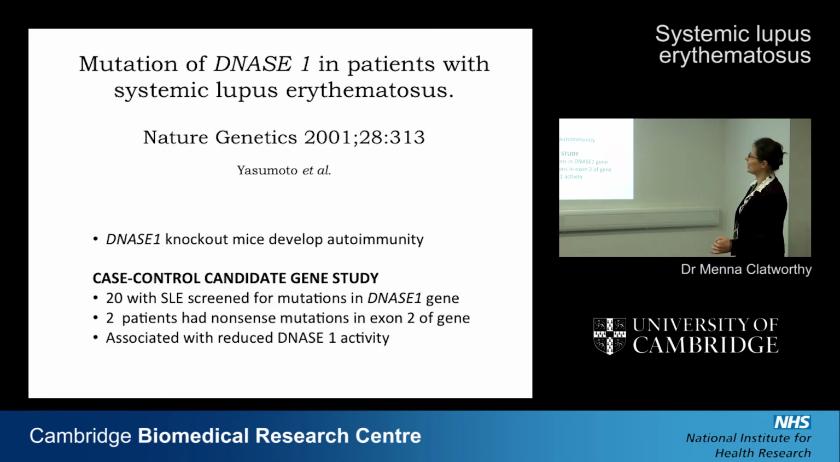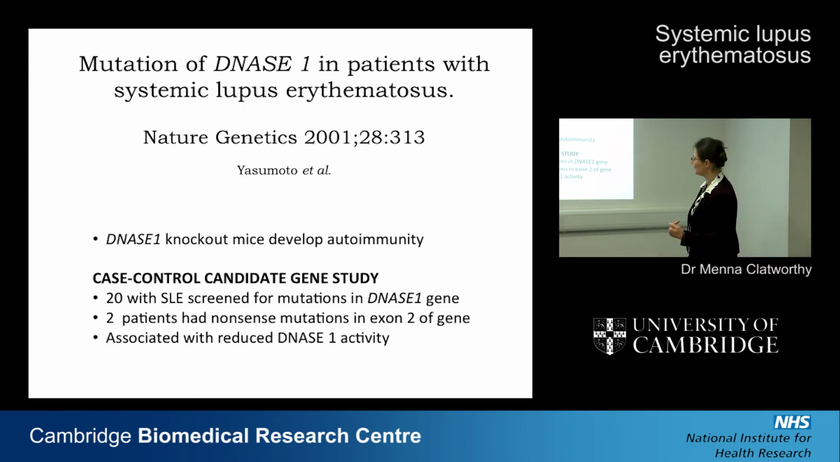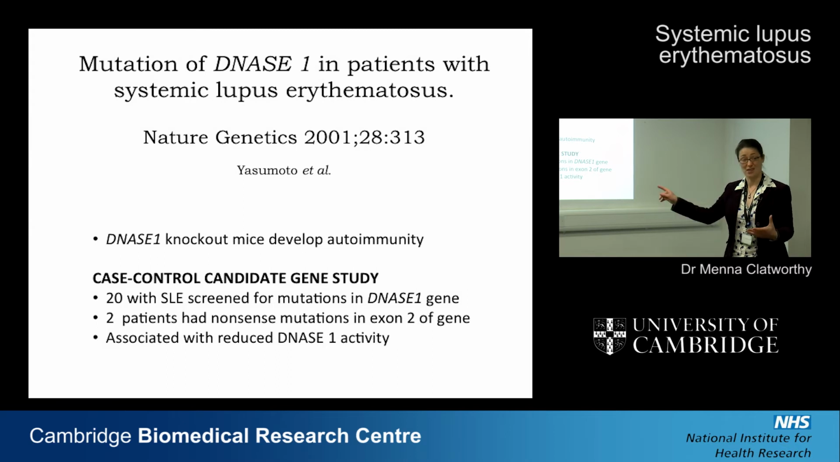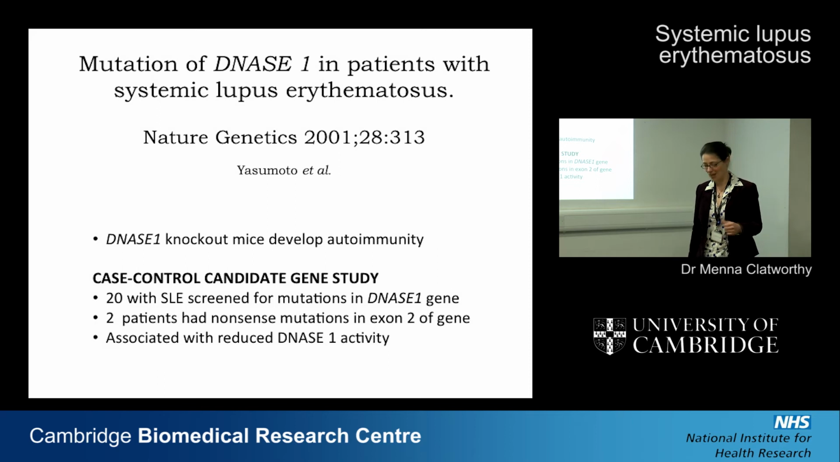But anyway, they were lucky in that they only looked at 20 patients, but they identified that 2 of these patients had nonsense mutations in exon 2 of the DNase 1 gene. And they went on to do some functional studies showing that the effect of this mutation was to reduce DNase activity. And we know that DNase is an enzyme that is responsible for breaking down DNA that's released. So the idea is hopefully your immune system never gets to see DNA because this enzyme is chopping it away, breaking it down so that it never is an antigen.